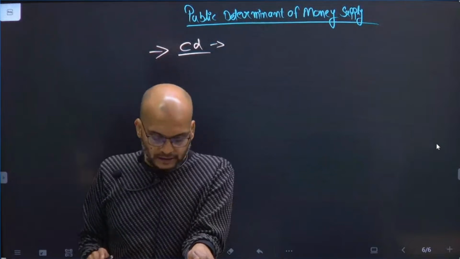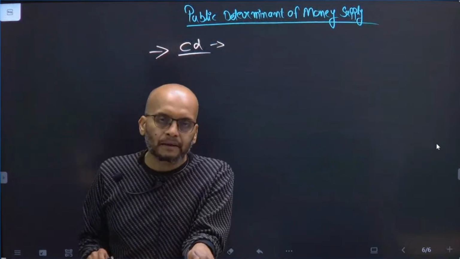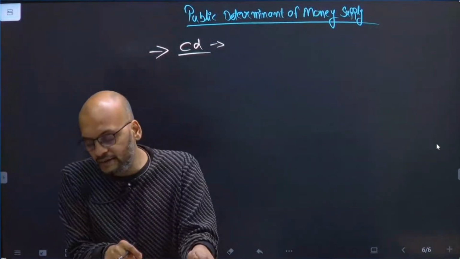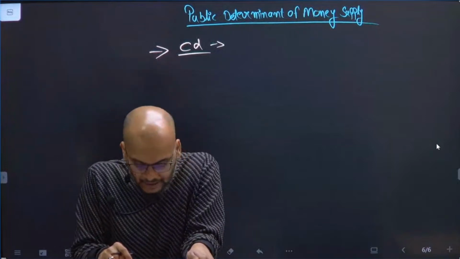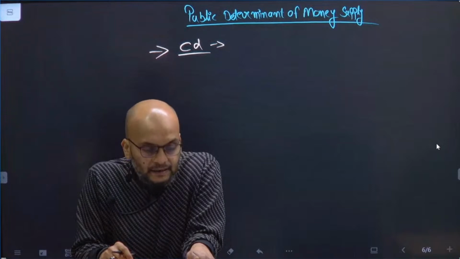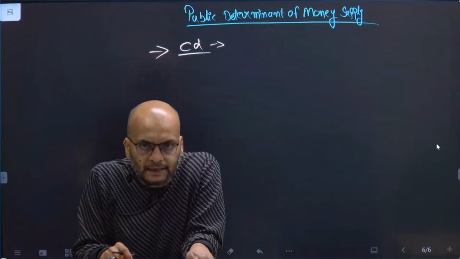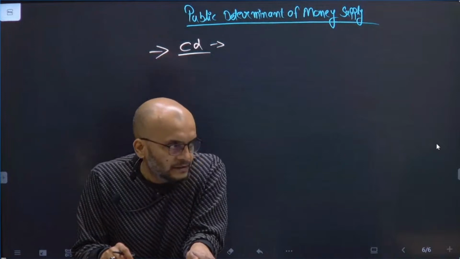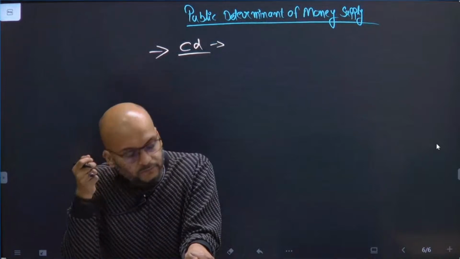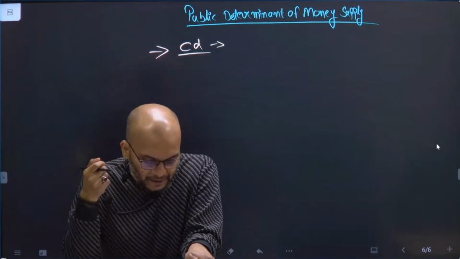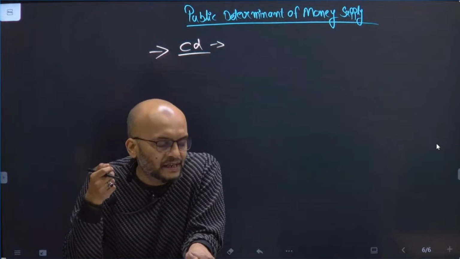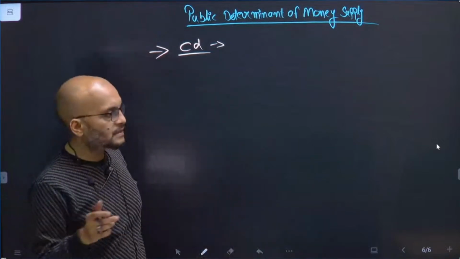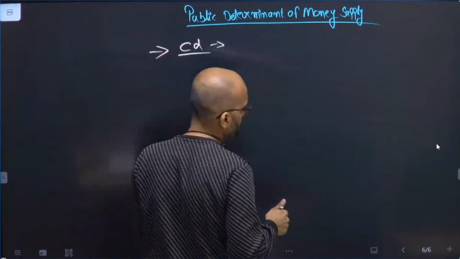This will reduce the money multiplier and lead to reduction in money supply. Again, the old formula. This will reduce the money multiplier, and lead to reduction in money supply. Now the factors that influence CD.